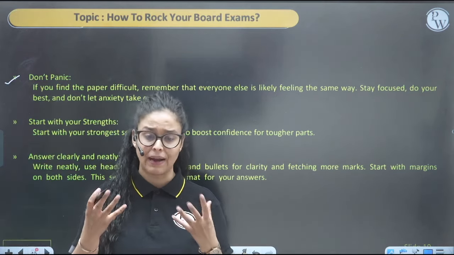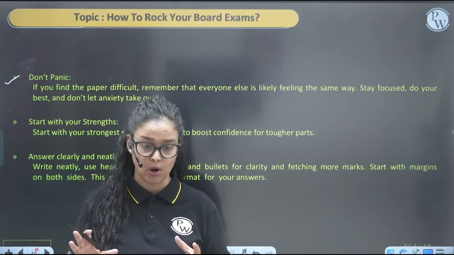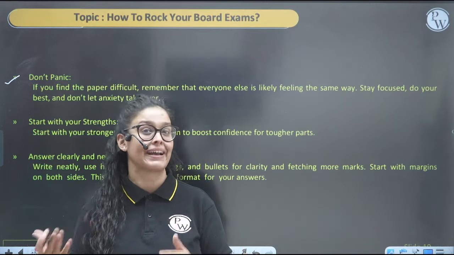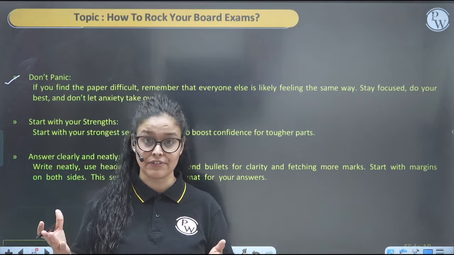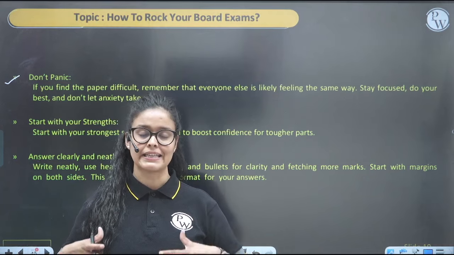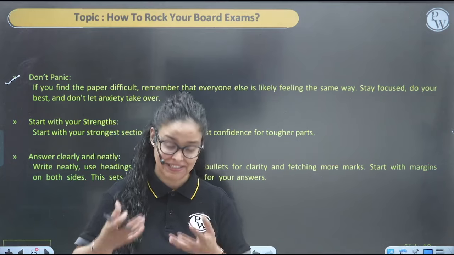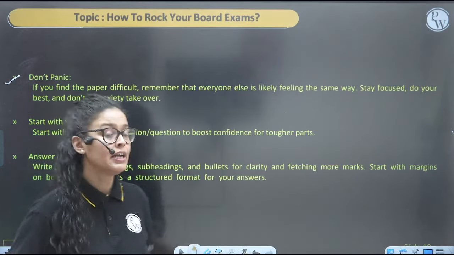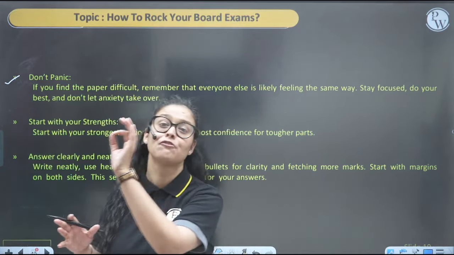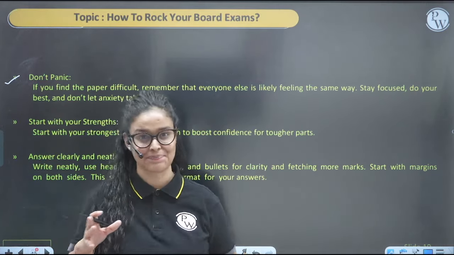Just remind yourself that if you're finding it difficult, other kids would be finding it difficult too. It would be difficult for all. So take a deep breath and start with the section that you find easier. Close your eyes, take a deep breath, and start attempting the section that you are finding easier, so that it boosts your confidence. Don't lose confidence by seeing the question paper difficult, because if it's difficult, it would be for everyone.